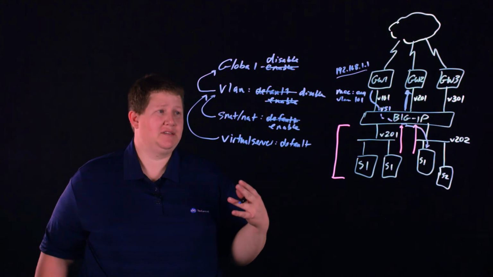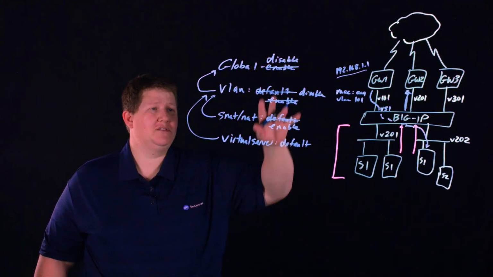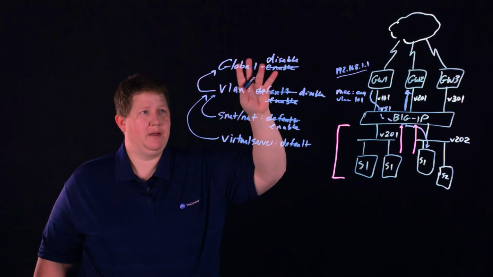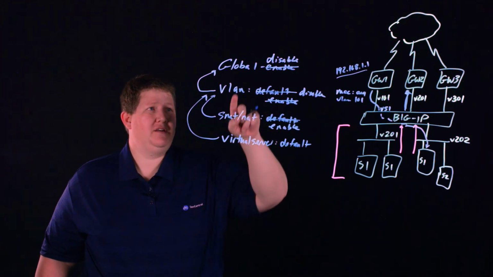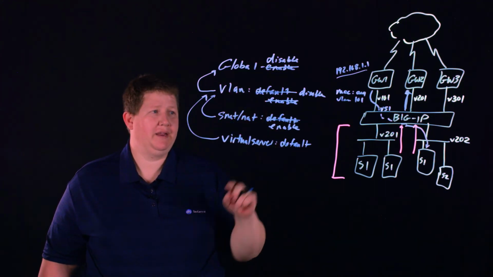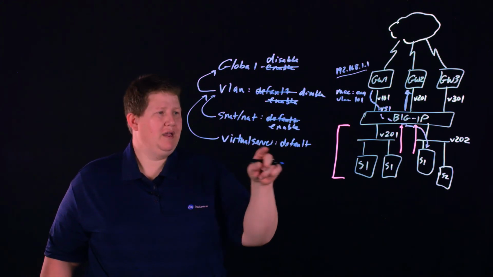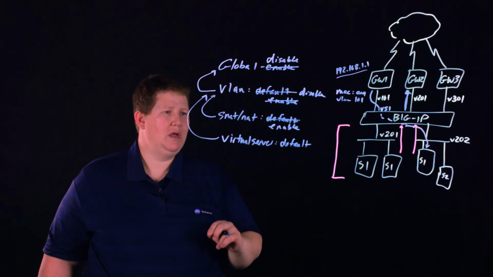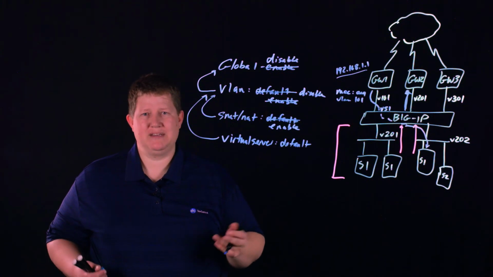But the precedence is such that if you have global enabled and these are default, they all will take inheritance from that. But if SNAT and NAT are enabled, then it doesn't matter what the VLAN and global are setting. It's going to honor the SNAT and NAT setting. And likewise for virtual server, if it's enabled here, it doesn't really matter what VLAN or global are set at. It's going to honor and use the auto last hop table.